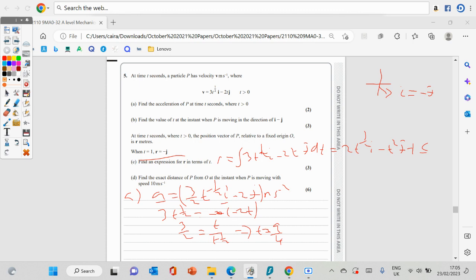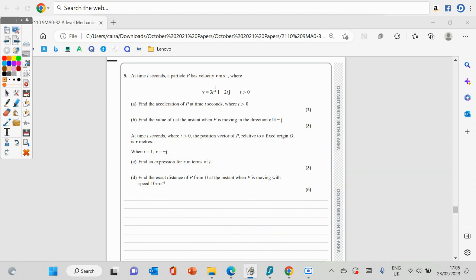We are told this fact, so we can use it. So minus j has got to be equal to 2i minus j plus some constant c. So c is minus 2i then in that case. So that will be the complete value of r. Just add c on the end. Easy.